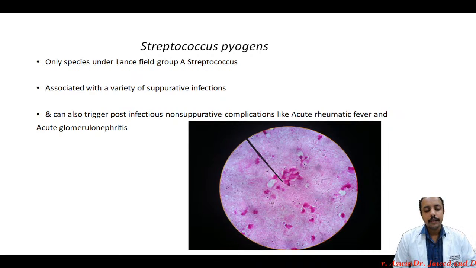It can also cause a variety of skin and soft tissue infections like cellulitis, erysipelas, impetigo, and necrotizing fasciitis. It can also be associated with diseases like toxic shock syndrome and puerperal sepsis, etc. And also it can cause bacteremia. Another important thing is that it can also trigger post-infectious non-suppurative complications like acute rheumatic fever and acute glomerulonephritis.